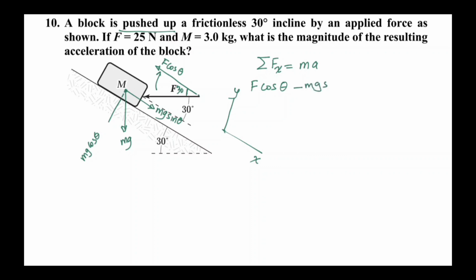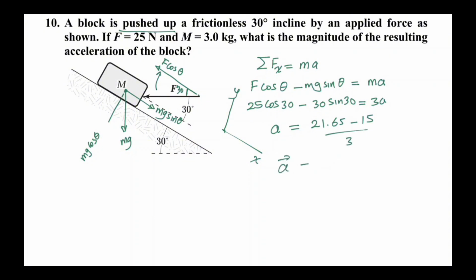Now, F cosine theta minus mg sine theta equals ma. Now, you substitute numbers, 25 cosine 30 minus 30 sine 30 equals 3a, and a in this case is 21.65 minus 15 divided by 3, and the acceleration a, upon simplifying, is equal to 2.2 meters per second squared.